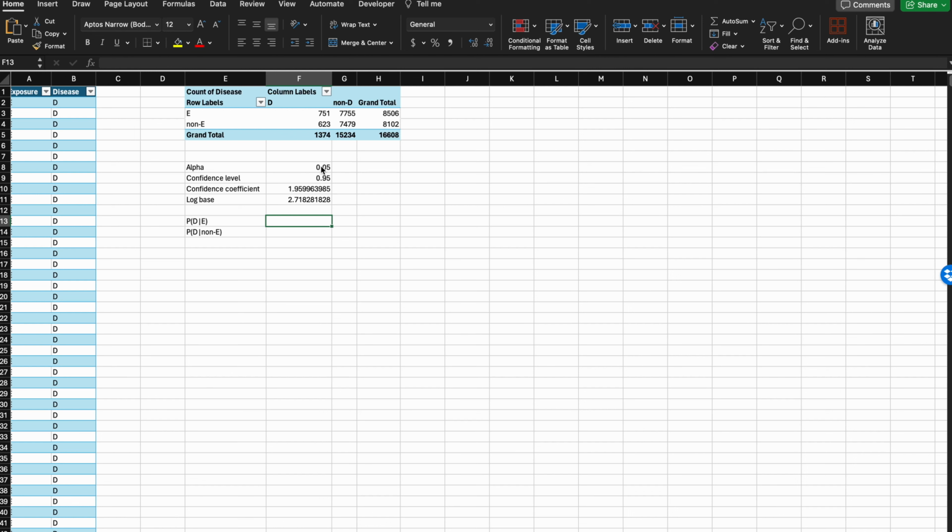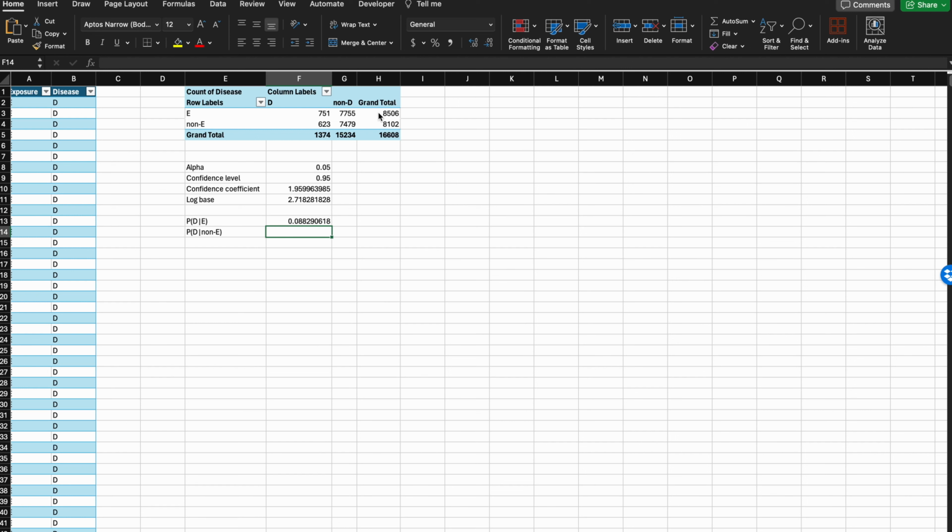The probability of disease given exposure, that's going to equal, now there is my disease column, so it's either going to be 751 or 623, but I am conditioning upon only those that were exposed, so I'll have to look at that 8,506. That was the number of people who were exposed. So it's going to be equal to 751 divided by 8,506. And I'm just clicking on those values. And there we see the conditional probability, the probability of disease given exposure.